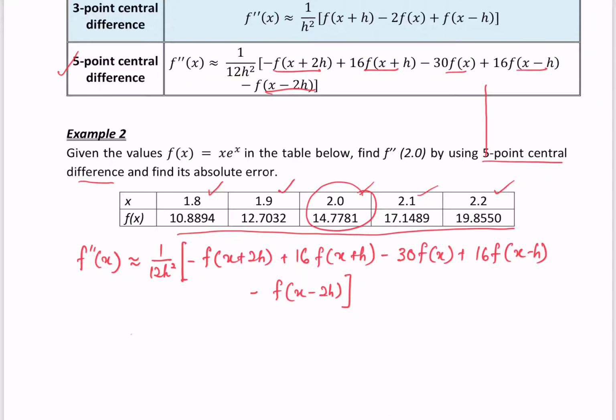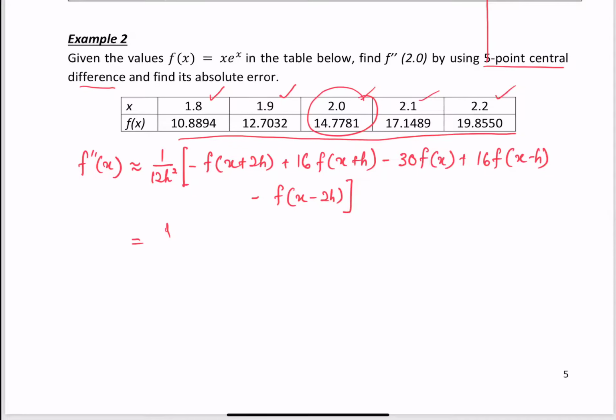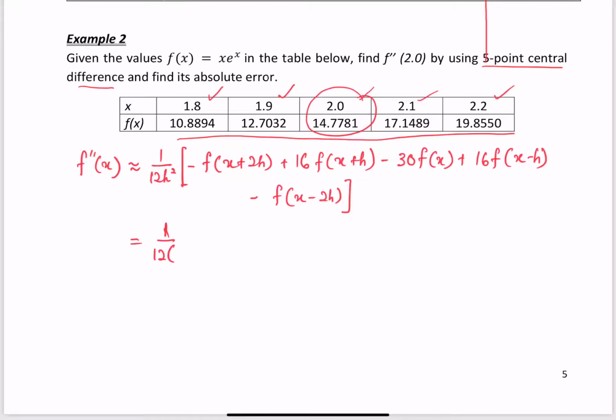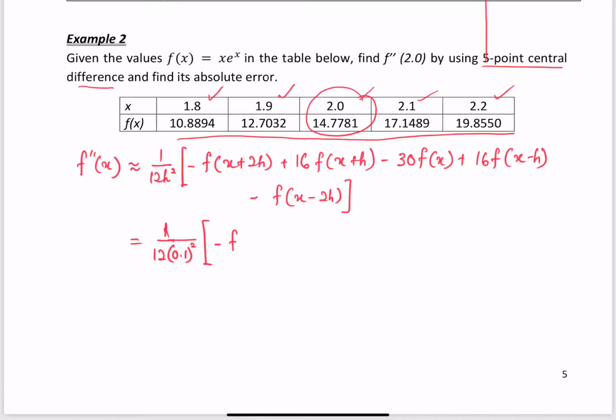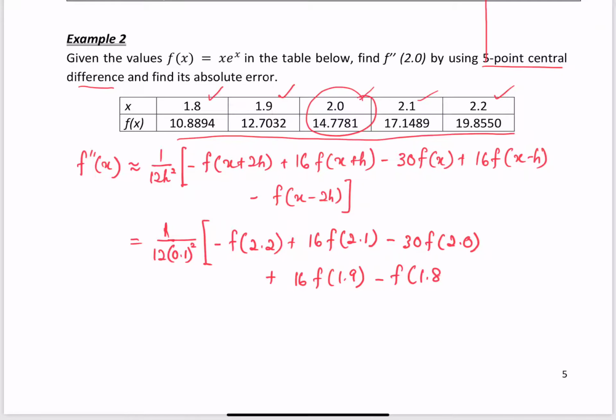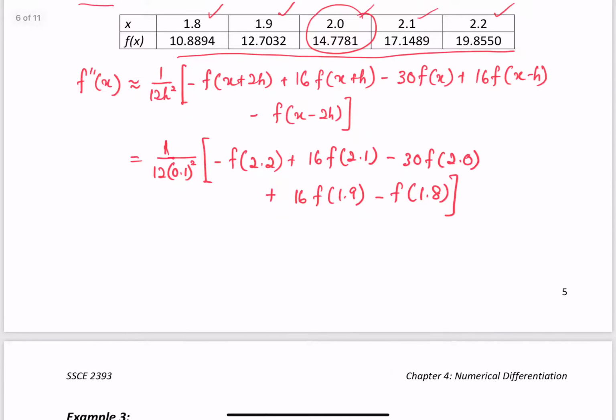0.1, so that here is equal to 1 over 12 multiplied by 0.1 square, and then negative f, and here you have 2.2 because 2 multiplied by h, and then plus 16 f(2.1) minus 30 f(2.0) plus 16 f(1.9) minus f(1.8). And then you just substitute everything.